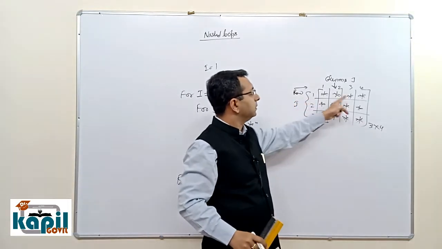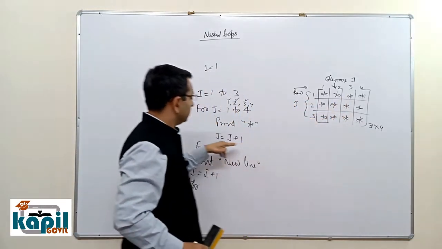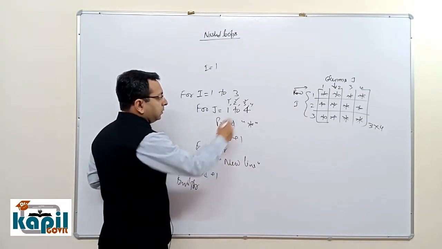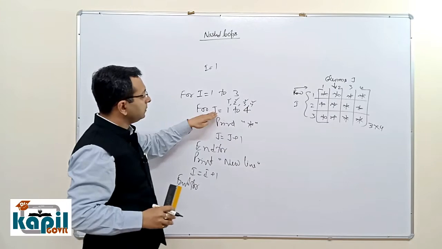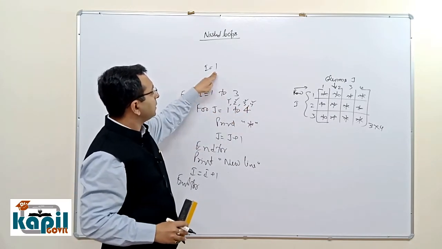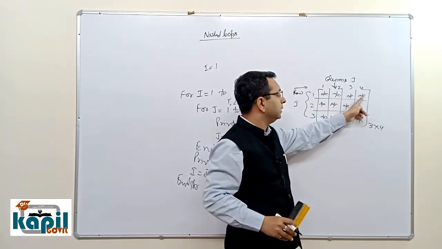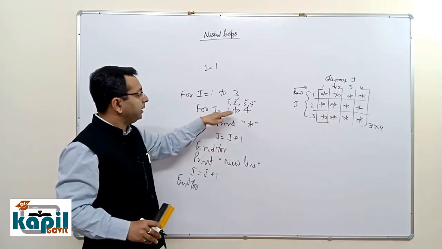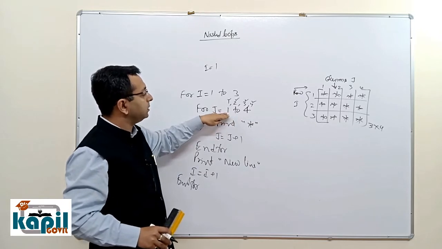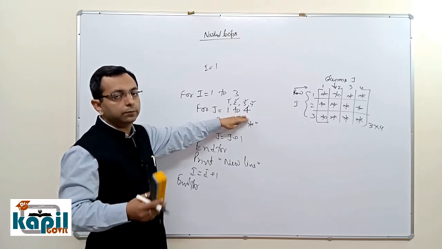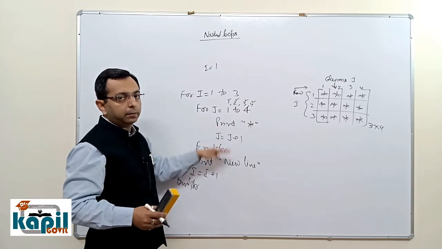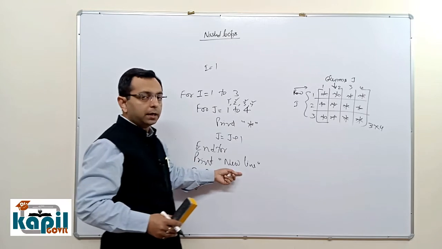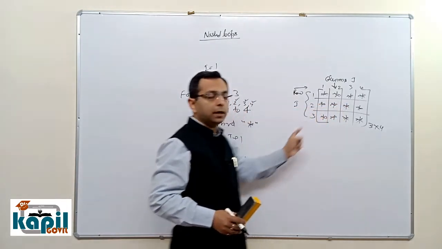So here, a star again will be printed. Then 3 plus 1 is 4. J is 4 now, so in the first row, fourth column, a star will be printed. Then 4 plus 1 is 5. But we have written that J should be 1 to 4, not more than 4. So this loop will be terminated. Then what we have to do? We have to change the line. So we have changed the line.